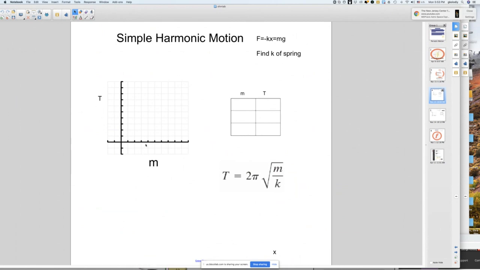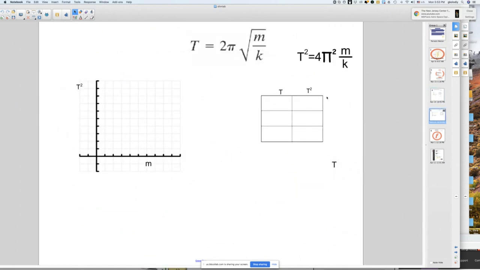So this won't give you a straight line if you make a graph of T versus m. So you will need to actually square all of these periods, and then make a graph of T squared versus m. And when you make a graph of T squared versus m, you should get a straight line, hopefully. And the slope of that straight line, you find by rise divided by run, delta y over delta x.